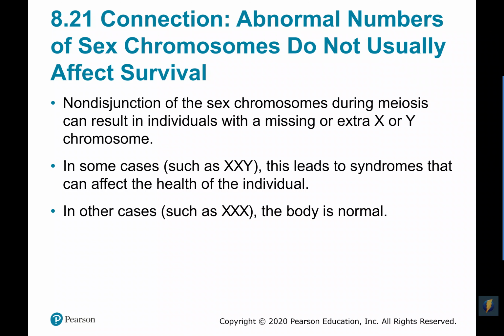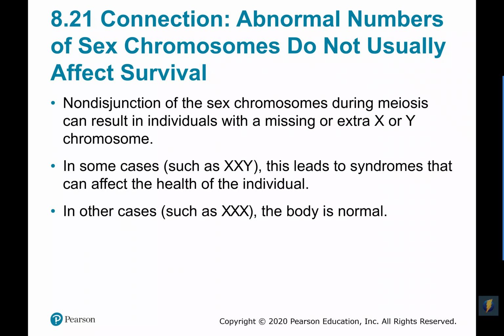So sometimes an abnormal chromosome number can be fatal. Trisomy 21 is not. That extra chromosome at number 21 is not fatal. There are some chromosome abnormalities that are fatal, which would result in a miscarriage.